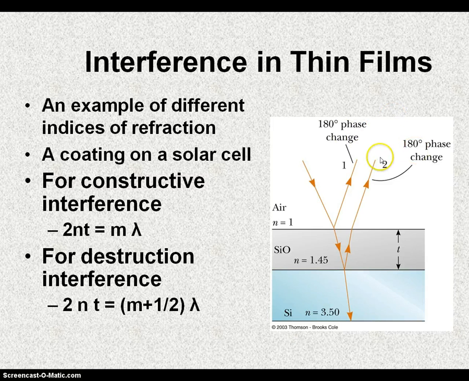So it inverts the equations. In this case, constructive interference occurs when 2nt equals m times the wavelength, because they're in phase with one another. And destructive interference occurs when you have 2nt being equivalent to m plus 1/2 of the wavelength.